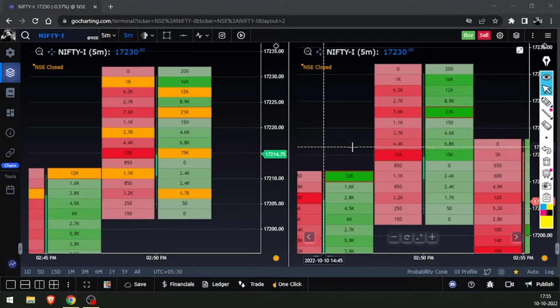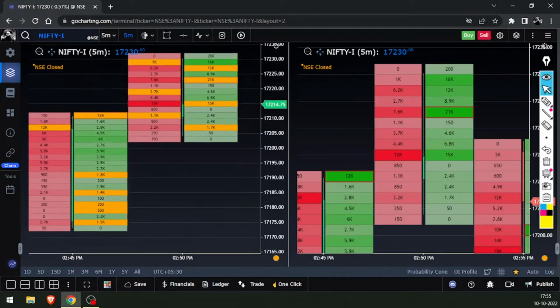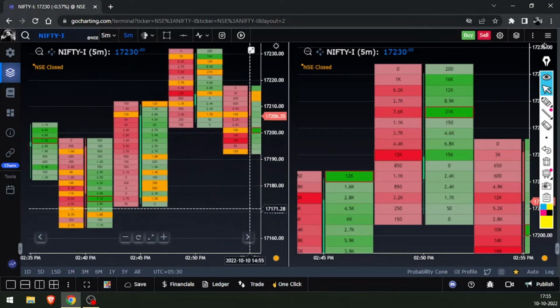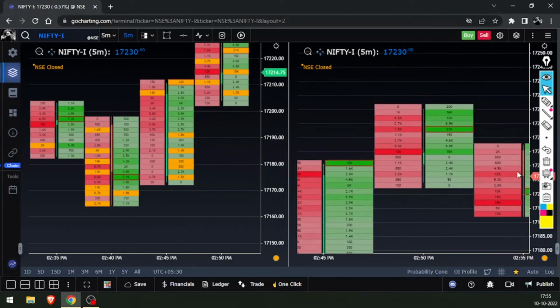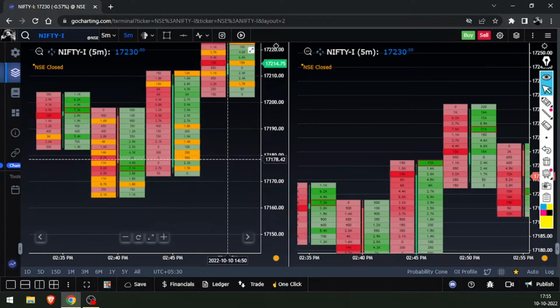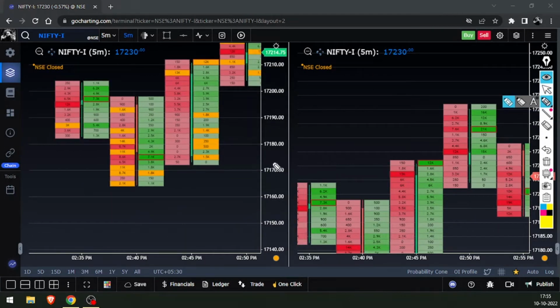So what are the plus points of using the imbalance chart and cluster chart? There are some other differences also, but when you see these imbalances overlapping each other, these are called stacked imbalances. This price creates a very huge support and resistance. If it is on the buy side, then it creates a support. If it is on the sell side, then it creates a resistance.